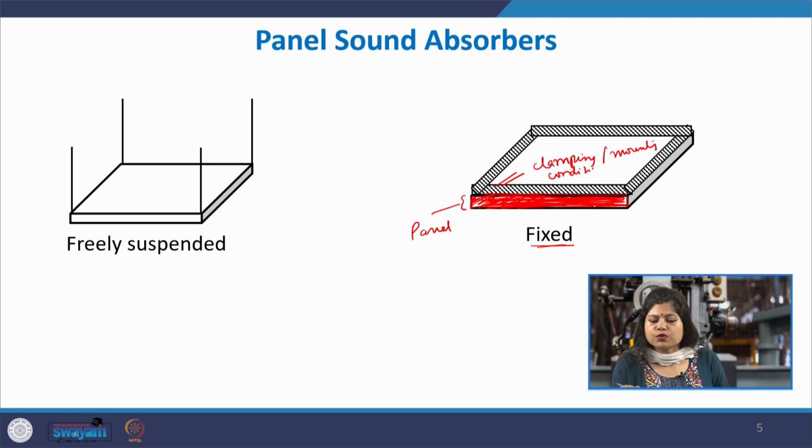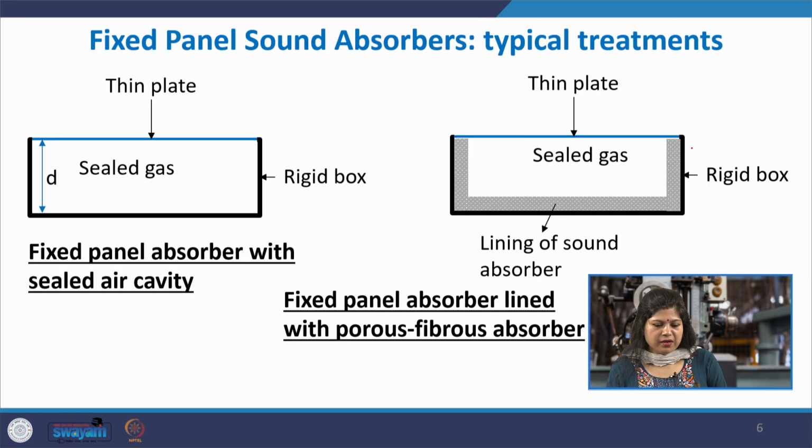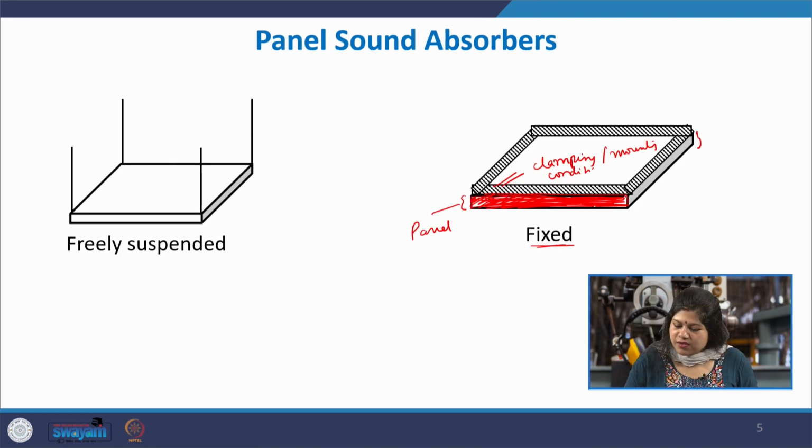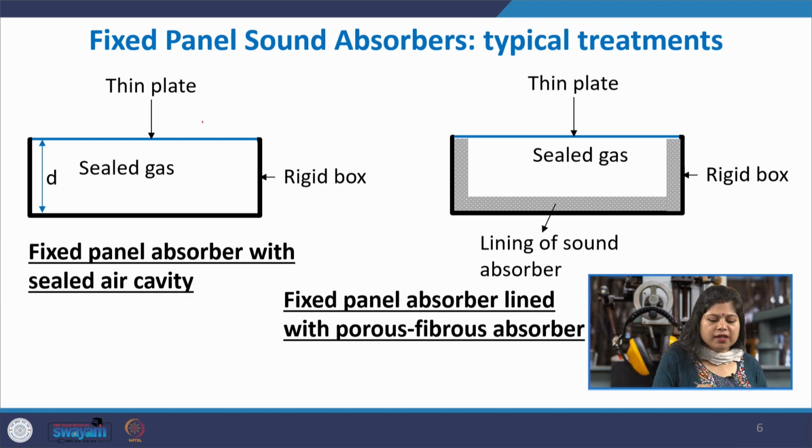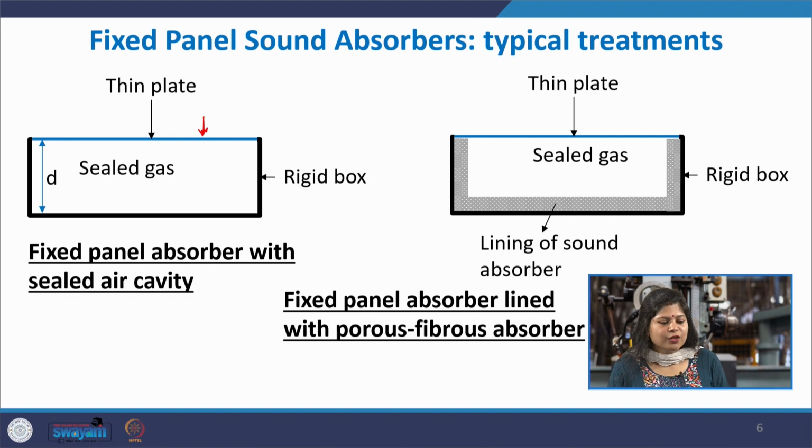So, what goes on inside this fixed panel? This shows the inside view of this red portion, which is your panel. What is there inside? You can see that it is made up of a thin plate, because it is a panel type absorber. This thin plate is attached to a rigid box, and there is some sealed gas behind it. Some depth d is given, which is called the air cavity depth.